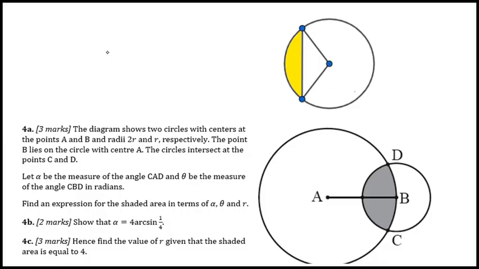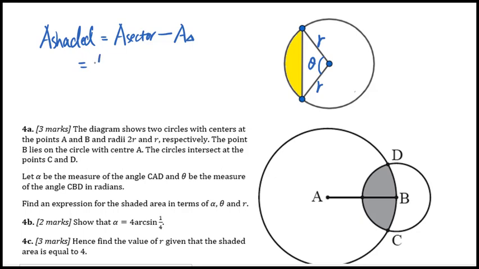Before we go to question 4, let's talk about how to figure out this shaded area in a circle. Let's label this R, and this will be R, and this central angle is theta. The shaded area equals the sector area subtract the triangle area. For the sector area, I will use 1/2 theta r squared.